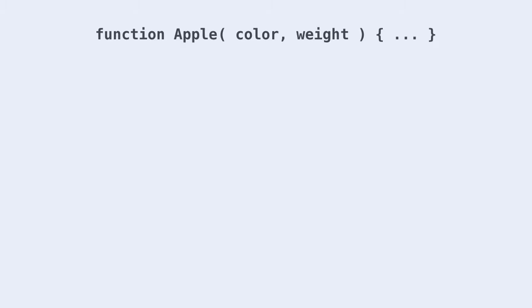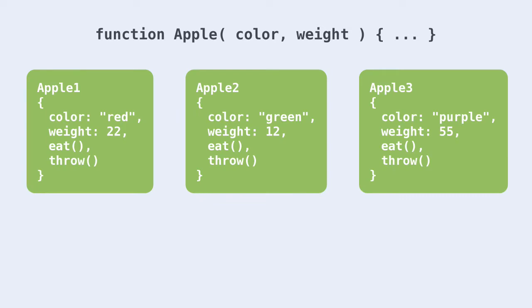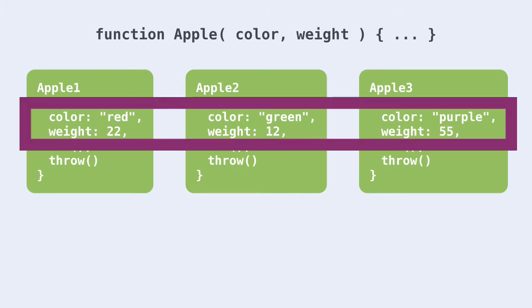So let's first of all take a look at a constructor. We have an Apple constructor constructing Apple objects with the color and the weight, but also you can have methods in there such as eat and throw. So we have a constructor function that will generate our Apple objects, and each instance is unique to itself. We have the color and the weight.